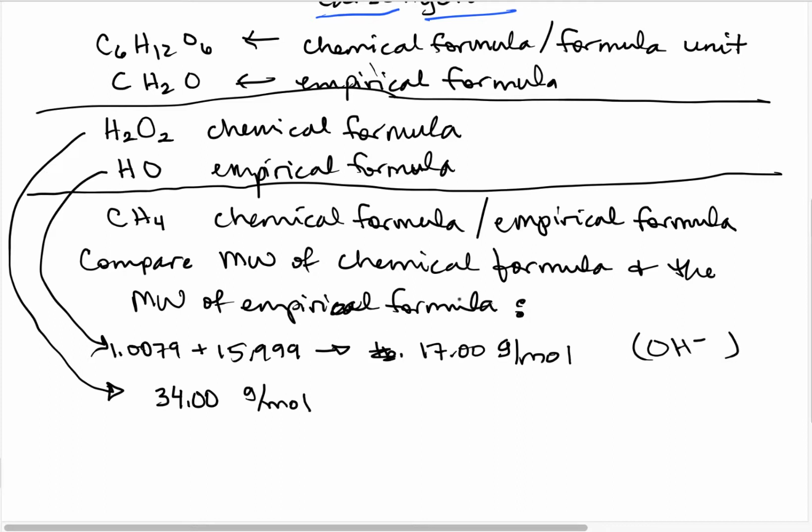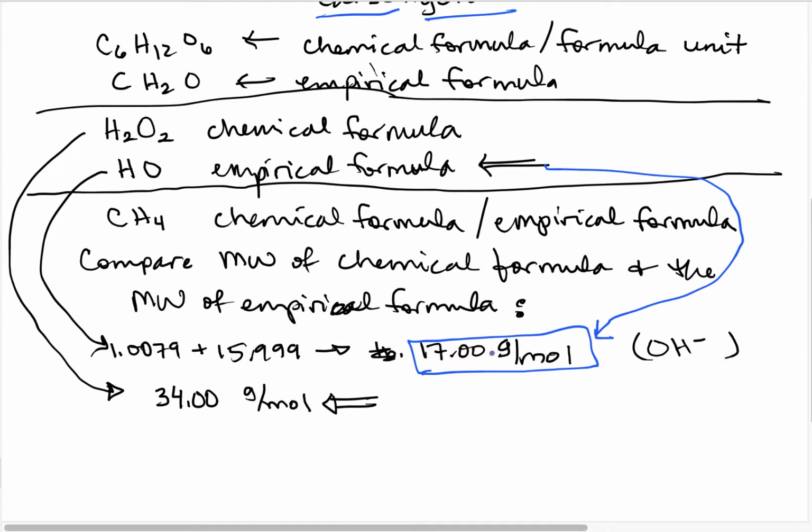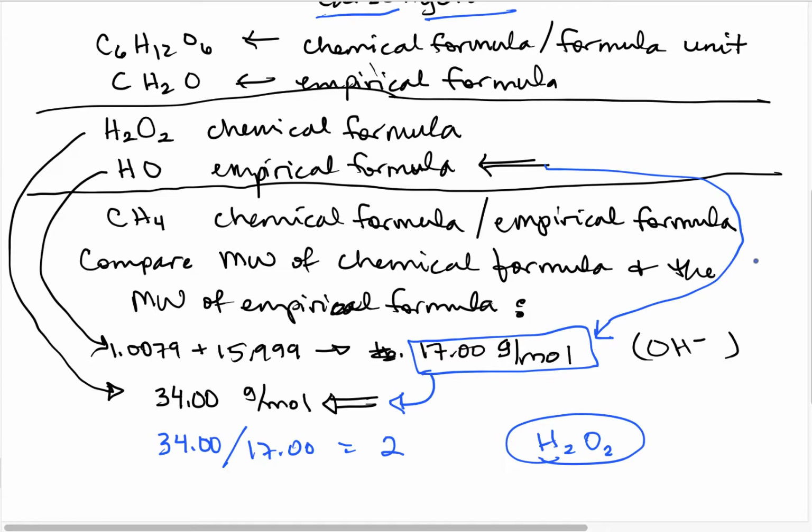So if somebody tells you, here's the empirical formula, HO, but the molecular weight is 34, then what you do is you calculate the molecular weight of your empirical formula fragment, and then you divide it into the molecular weight of your whole thing. 34.00 divided by 17.00 is 2. And so that means that you would multiply the H by 2 and the O by 2, and that would be your final actual chemical formula.